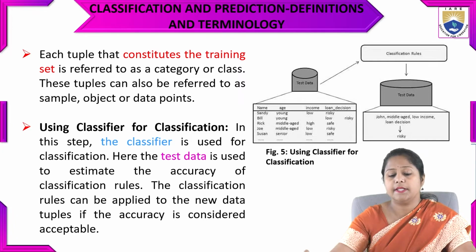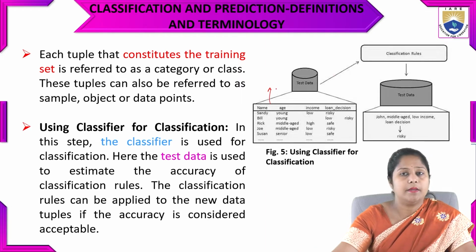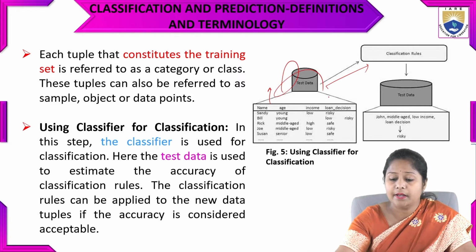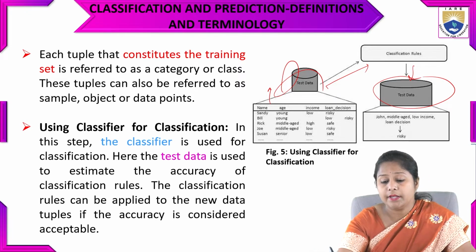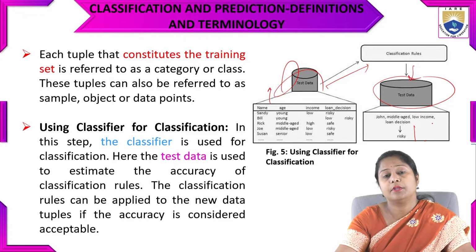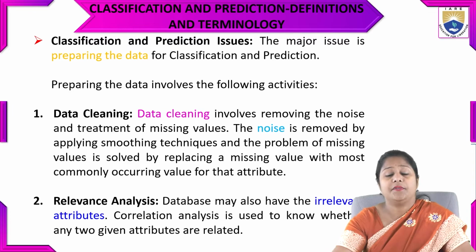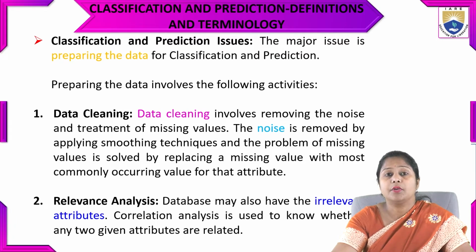On the right hand side we can see using the classifier for classification. In that, the test data is there as earlier, and the classification rules have been applied, which is basically the classifier. On that basis, the test data will be given as unlabeled data, and the model is going to tell what the class label is, which the model doesn't know. So classification and prediction have some issues; these are the two methods we use for prediction and classification of class labels.